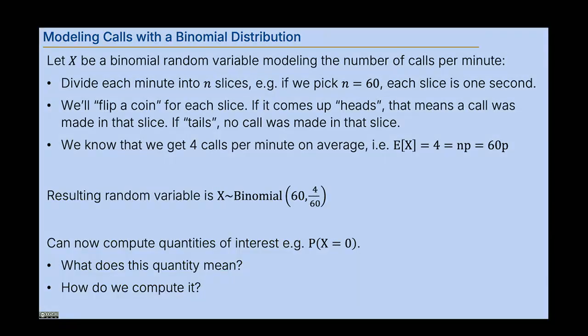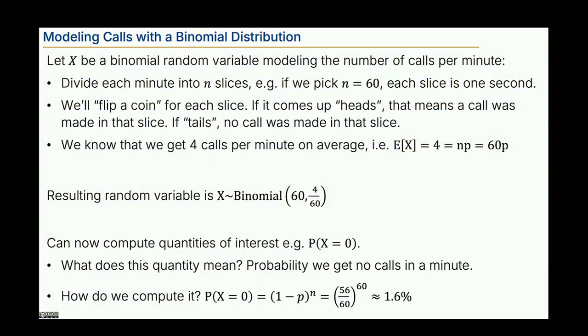If I want to know the probability that X equals 0, I can use this distribution for the binomial. When I say probability X equals 0, what does that mean? It tells you the chance that there were no phone calls. How do we compute it? You plug it into the binomial formula, or you can just think of it as getting 60 tails in a row. So it's going to be (1 minus p) to the n. 1 minus p is 56/60ths, n is 60, or 1.6%.